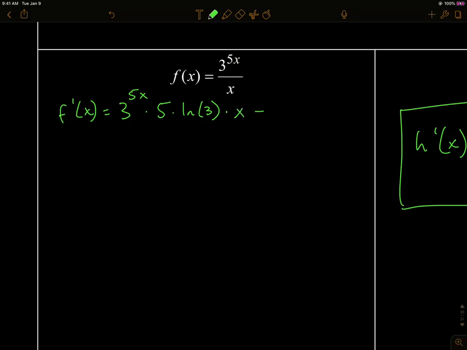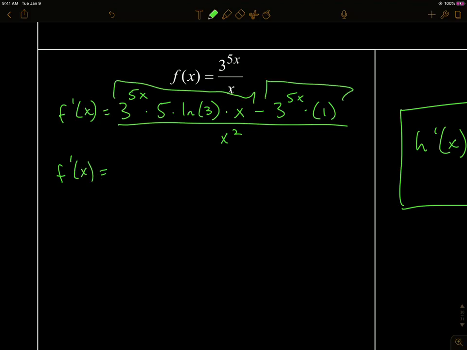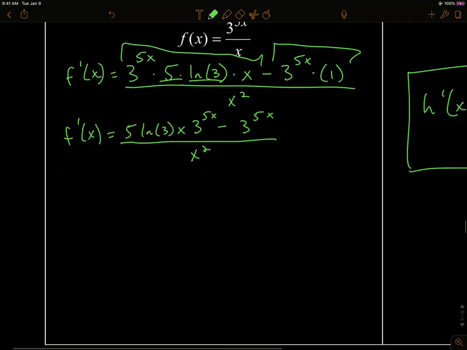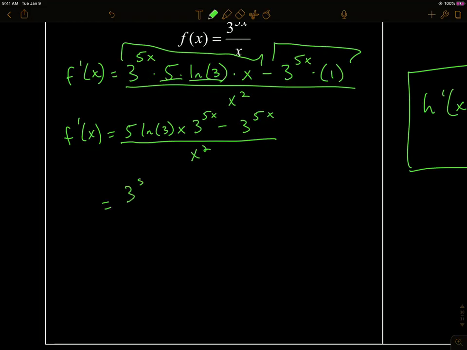Now I go minus, recopy the top, and then times the derivative of the bottom, all over the bottom squared. So again, I see here that I have two terms. First I'm going to put them in a better order. I like the 5 and the ln 3 as a number to come out front, times x, and then times the exponential, 3 to the 5x, minus 3 to the 5x, all over x squared. So I could factor out a 3 to the 5x, yes. So it'll be 5 natural log of 3x minus 1, all over x squared.